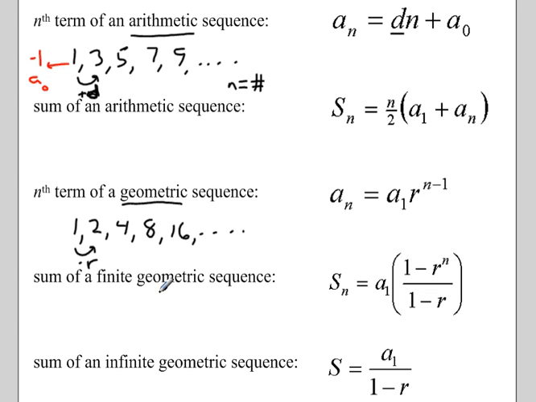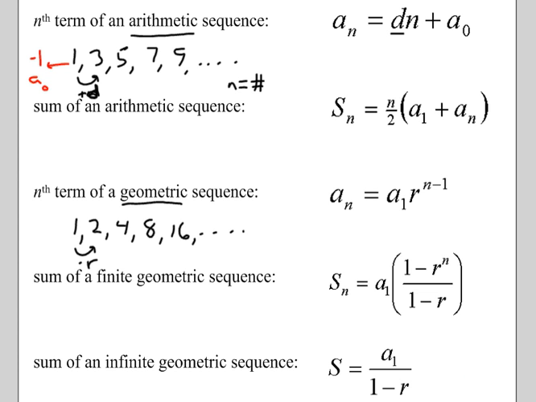Now let's say we wanted to add those 10 terms together. We could take the first term, which is 1, times, in parentheses, 1 minus 2 to the 10th over 1 minus 2. Now we also have infinite geometric sequences. We can't do that with arithmetic because we can't add those, they go on forever. We can't add this geometric sequence because it gets bigger and bigger and bigger, but sometimes geometric sequences get progressively smaller, in which case we could add an infinite number of terms. And we're going to see an example of that in a bit.